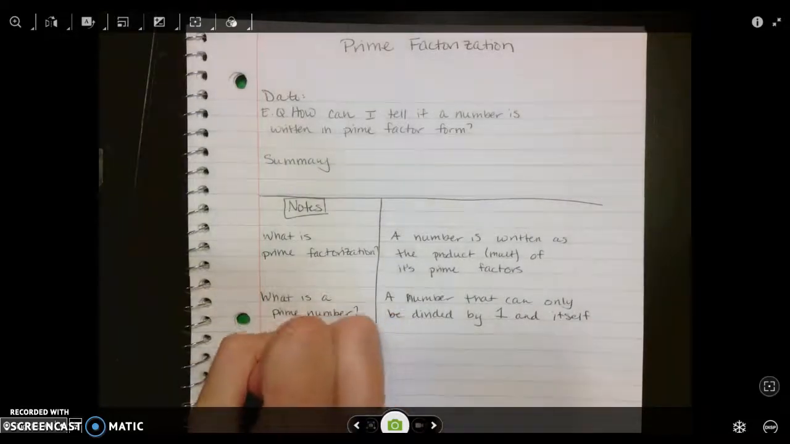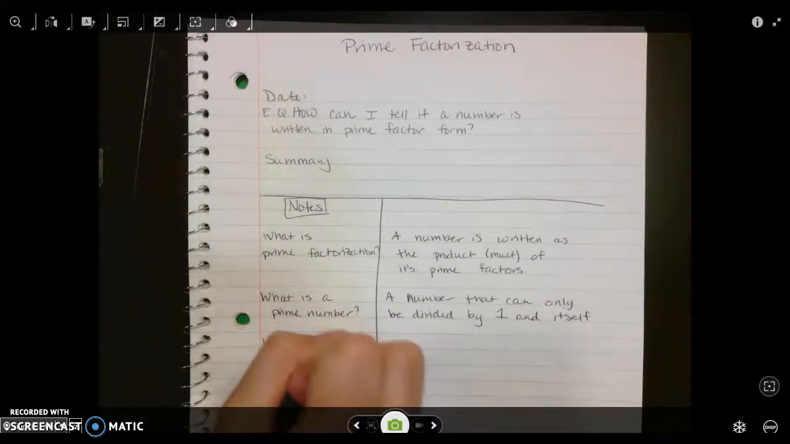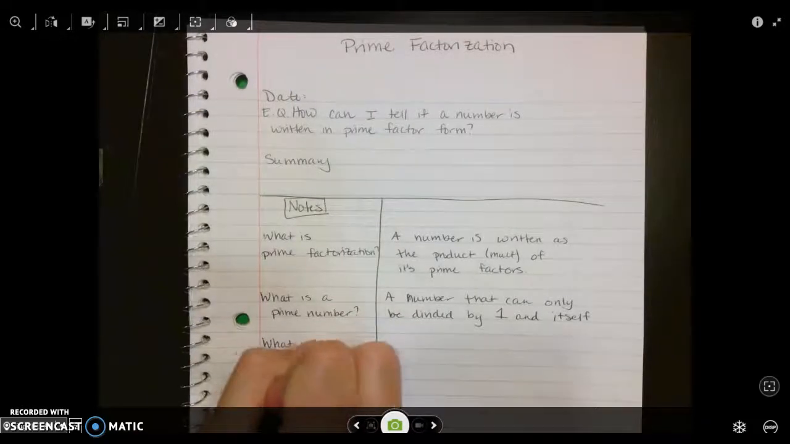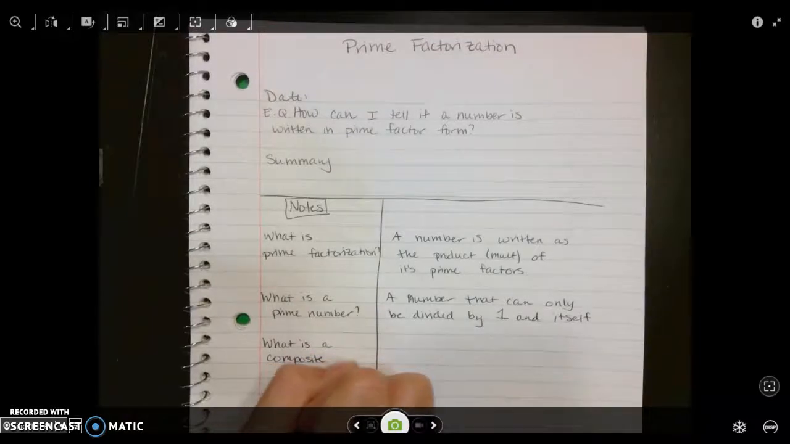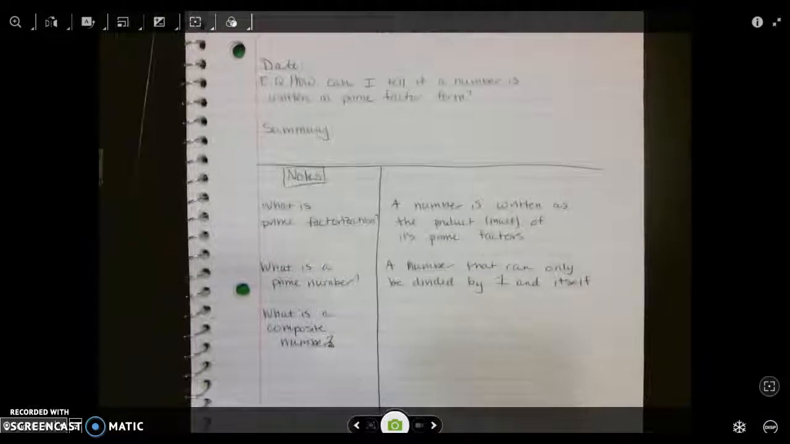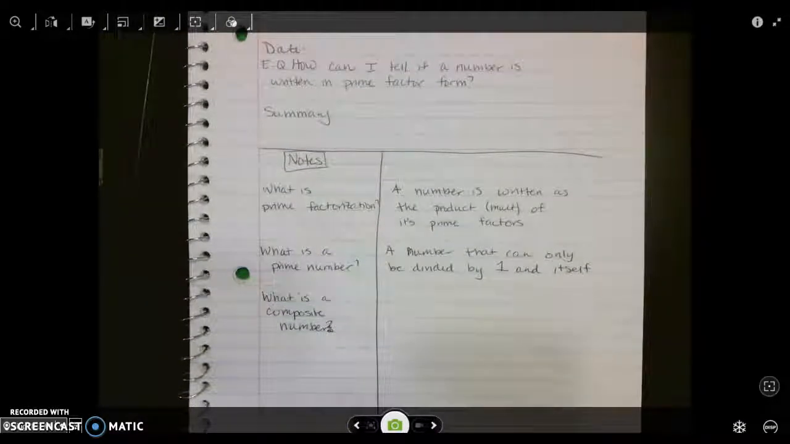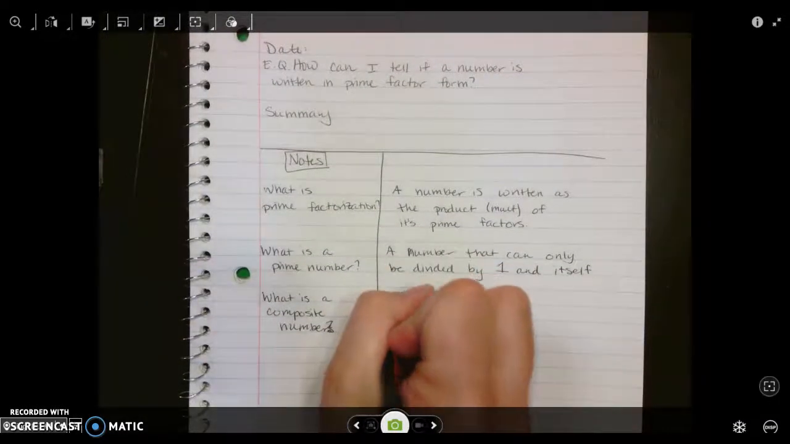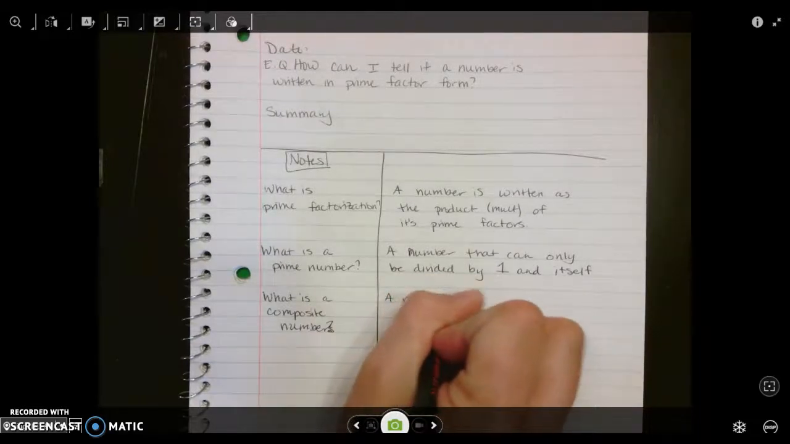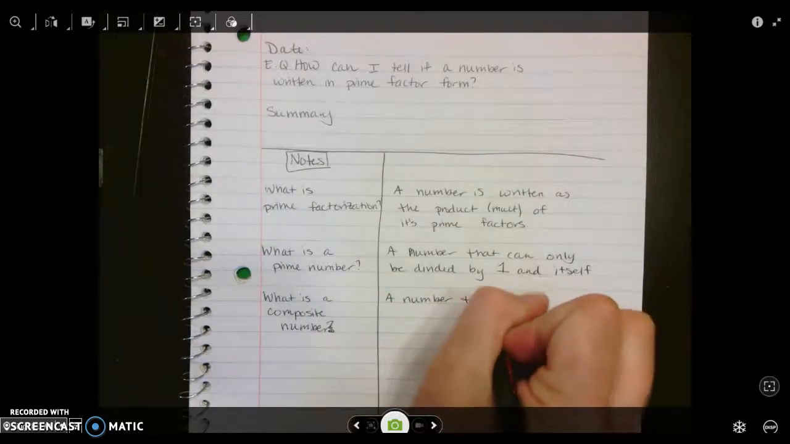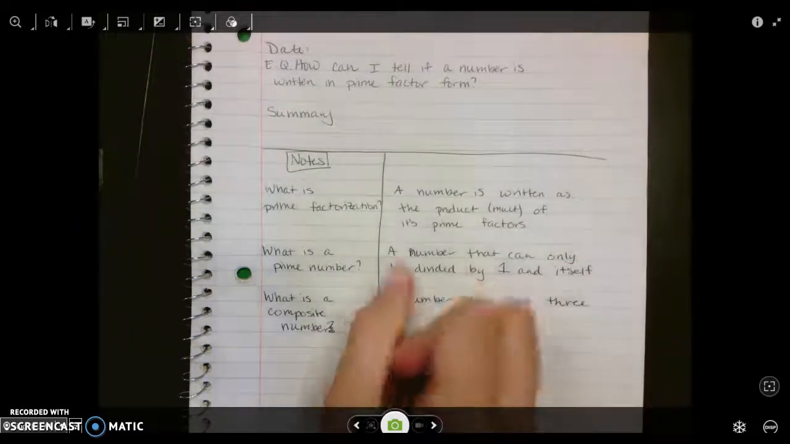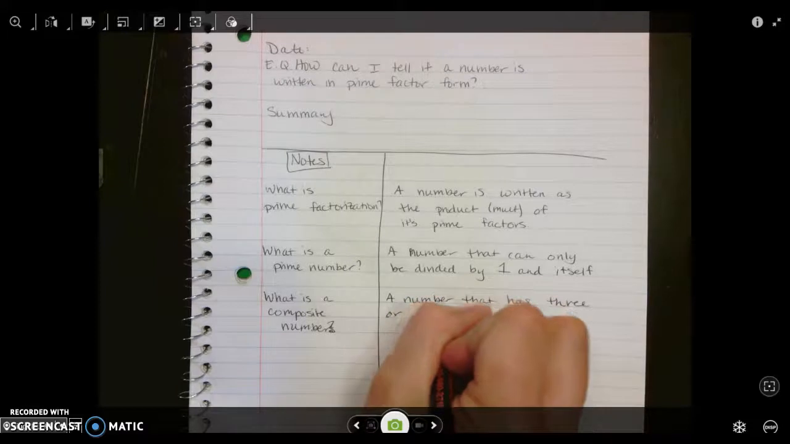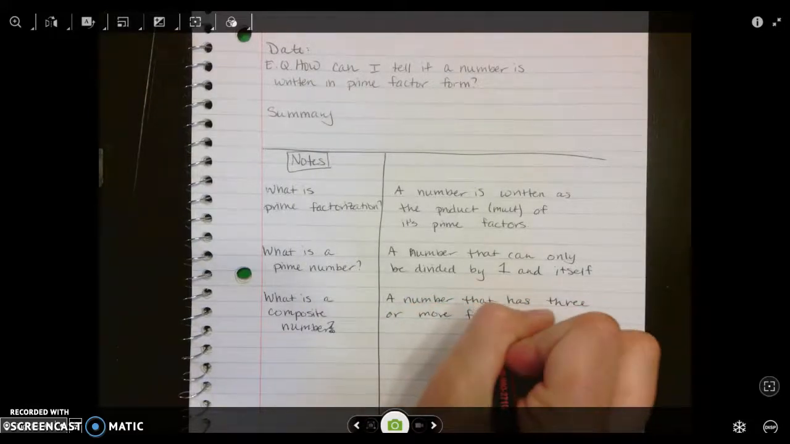The opposite, as I told you, is what is a composite number? Oops, not numbers, just number. So what is a composite number? A composite number is a number that has 3 or more factors.